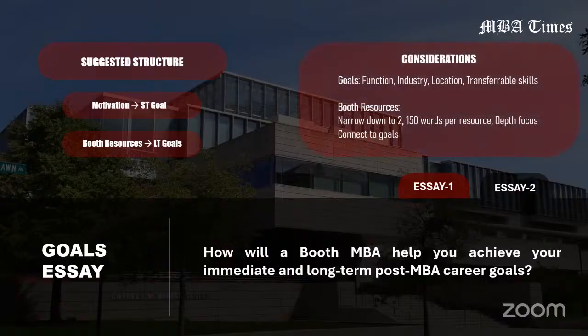So there are a few considerations here. When talking about your goals, you need to narrow down by function, industry, location, transferable skills, etc. So function, basically, let's take an example. Let's say you want to go in consulting. Whatever your motivation is, your motivation is your motivation. So you can write down your motivation for pursuing consulting. Then you have your function first. What exactly will be your function post MBA?